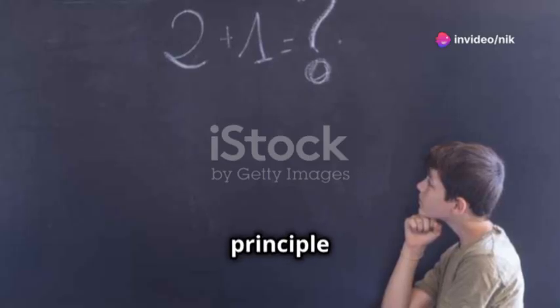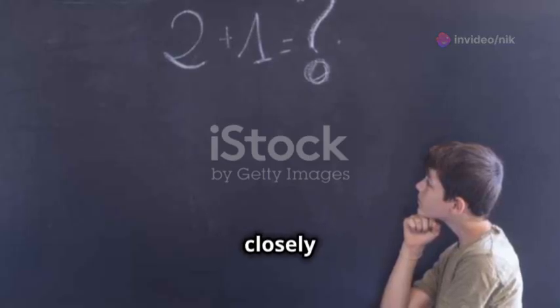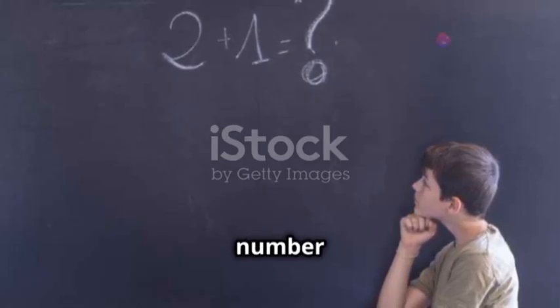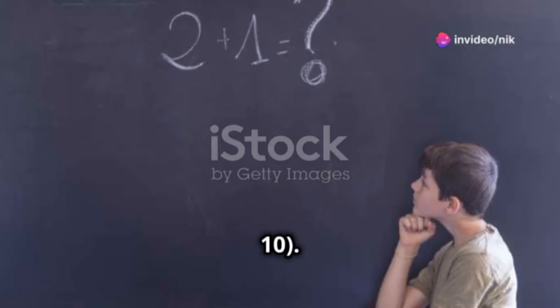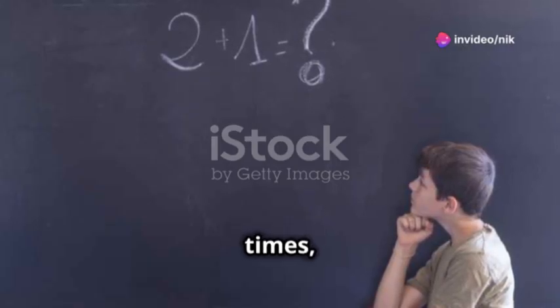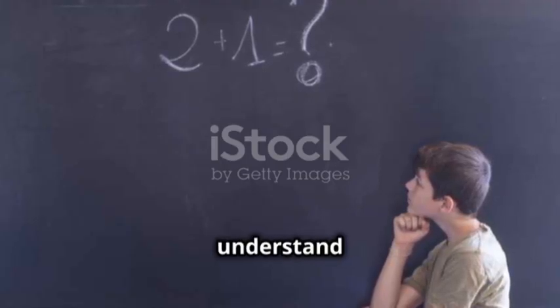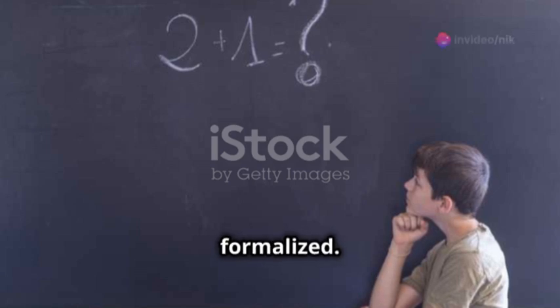Modular arithmetic: the principle behind digital roots is closely related to modular arithmetic, where numbers are considered equivalent if they leave the same remainder when divided by a fixed number, in this case 9 for base 10. Modular arithmetic has been used in various forms since ancient times, notably by Indian mathematicians like Aryabhata, but the connection to digital roots as we understand them today wasn't explicitly formalized.